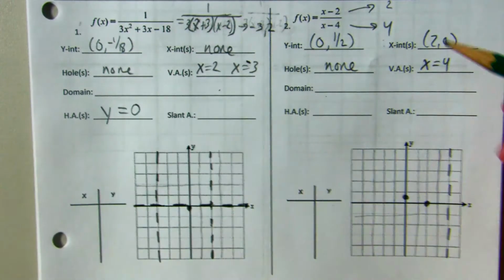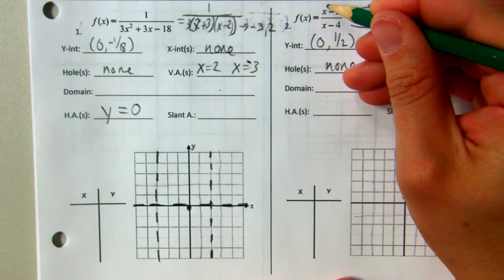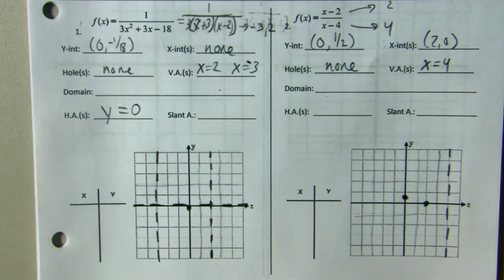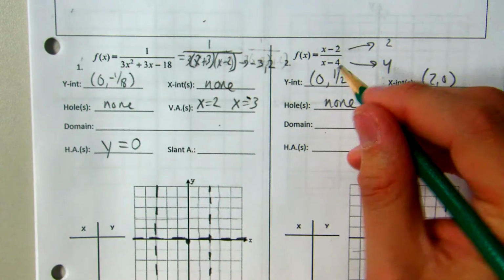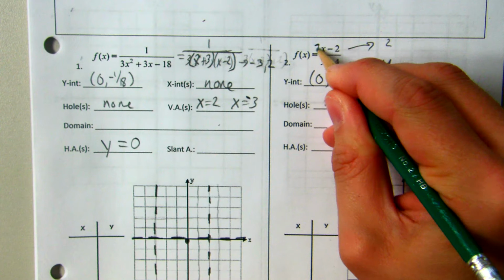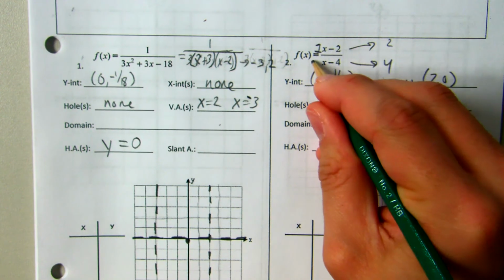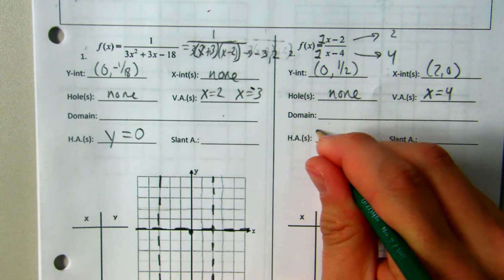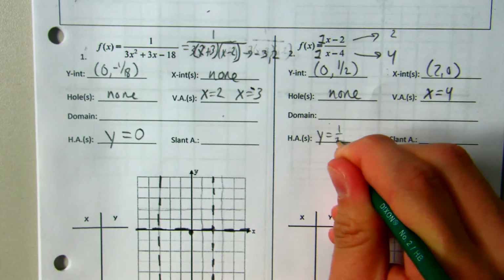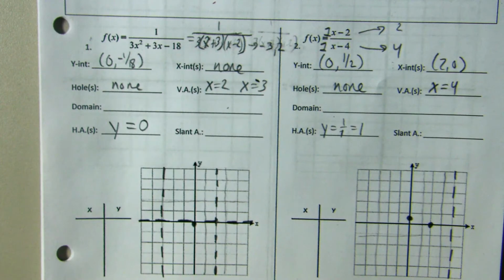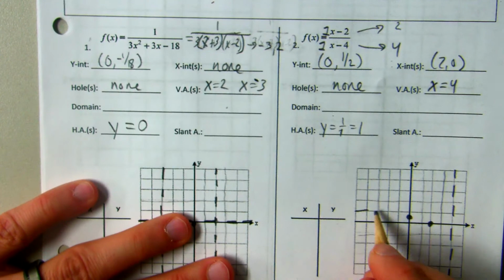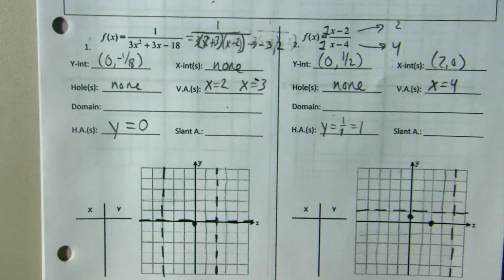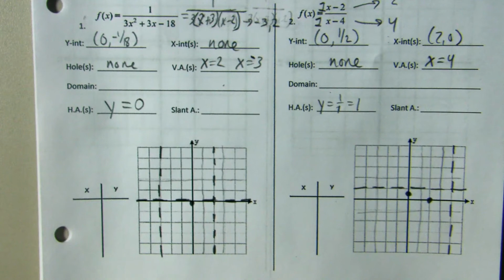Okay, question 2, the degree of the numerator is 1, the degree of the denominator is 1, so the degrees are equal. If the degrees are equal, you have to take the leading coefficient of the numerator, which is 1, over the leading coefficient of the denominator, which is 1. So you get y equals 1 over 1, or just 1. And graph that as a dashed line.